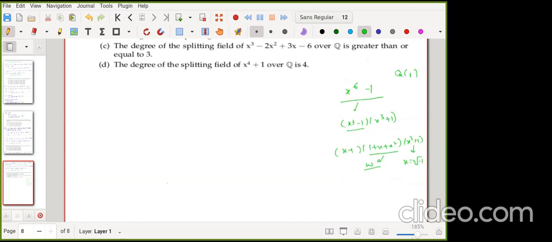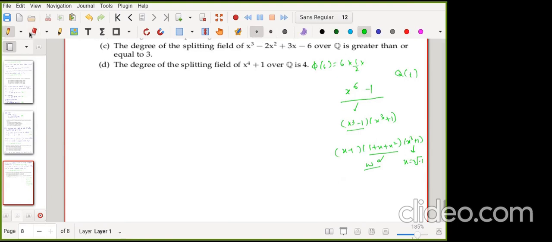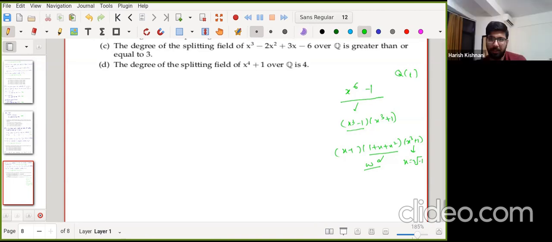So what will Euler's phi function give here? This will be 6 times the product of (1 minus 1 over p), which is 2 by 3 times 1 by 2, so phi of 6 is 2. So is it Q of omega only?